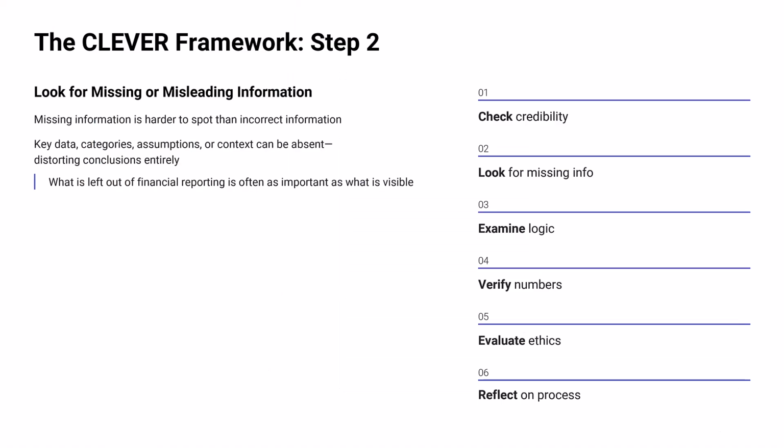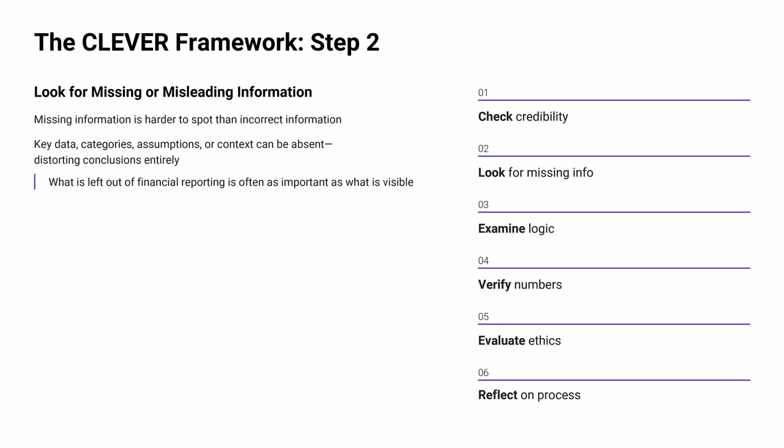The second step in Clever is look for missing or misleading information, and it focuses on recognizing what is absent, noticing biased or vague language, identifying miscalculations, evaluating presentation choices, and detecting red flags in trends or structure. Missing information is harder to spot than incorrect information because you're looking for something that isn't there. Key data, categories, assumptions, or context can be absent, distorting conclusions entirely.